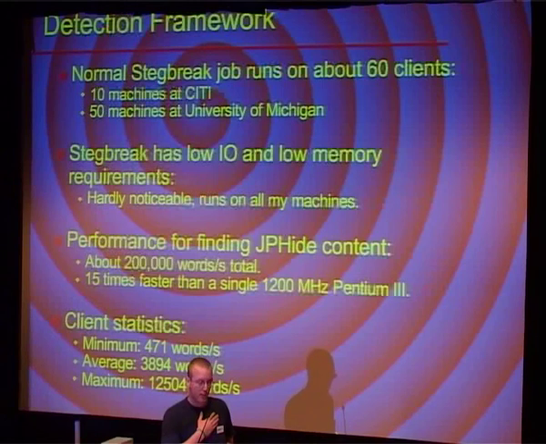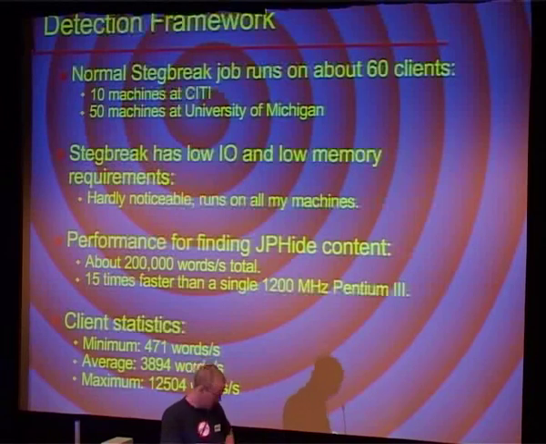And stack break itself has really low I/O and low memory requirements. On my desktop I can do 12,000 words per second, so this is about 15 times faster. And clients vary in their performance, and these are some statistics on some of the jobs. Some clients only do 500 words per second, which is a lot slower. So maybe I should tweak my framework to test computer performance before I start jobs. The average was 4,000 words per second, and the maximum was 12,000.